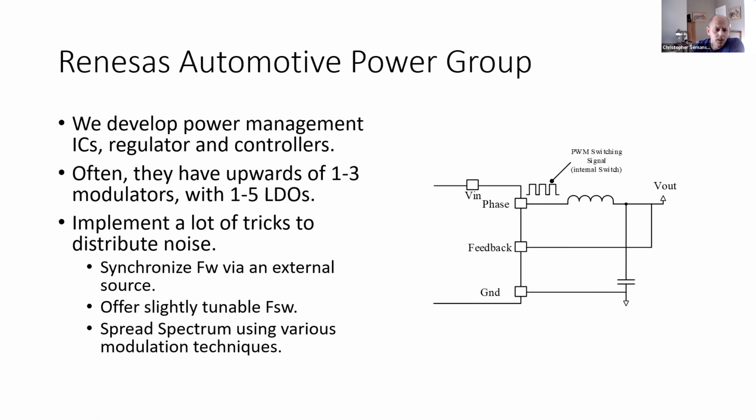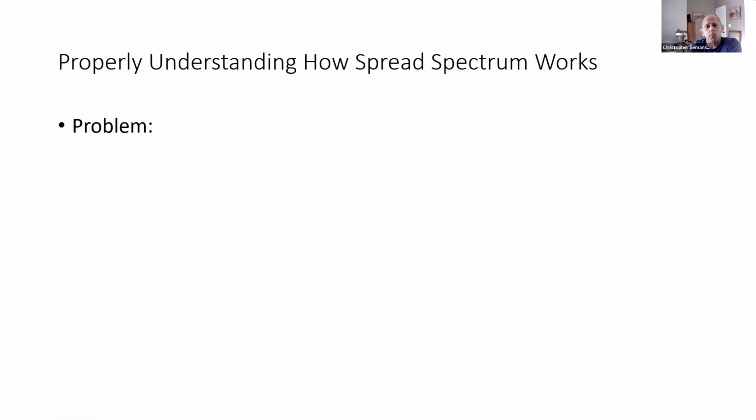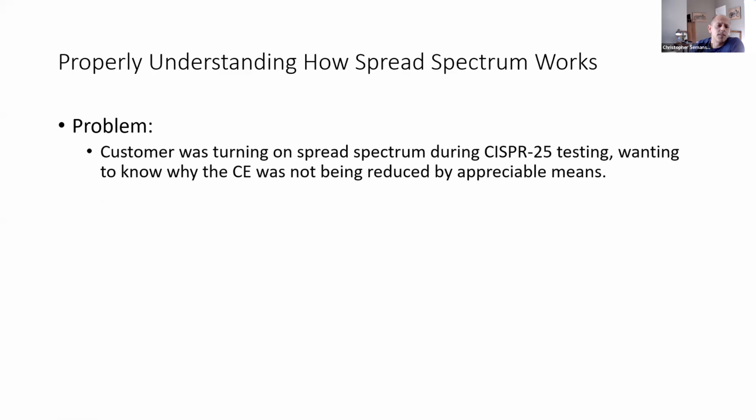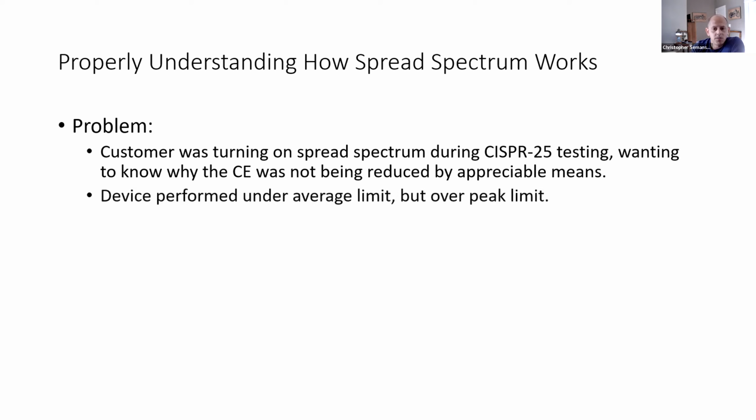But this story is about when spread spectrum goes wrong. So the problem that we had was a customer was turning on our spread spectrum during their CISPR 25 test. And they wanted to know why the conducted emissions they were measuring were not being reduced by any appreciable means. In fact, our marketing person, a lovely individual, said it must be broken. So it turned out the device actually performed under the average limit, but over the peak limit. And they weren't getting any appreciable difference between when it was on or off.